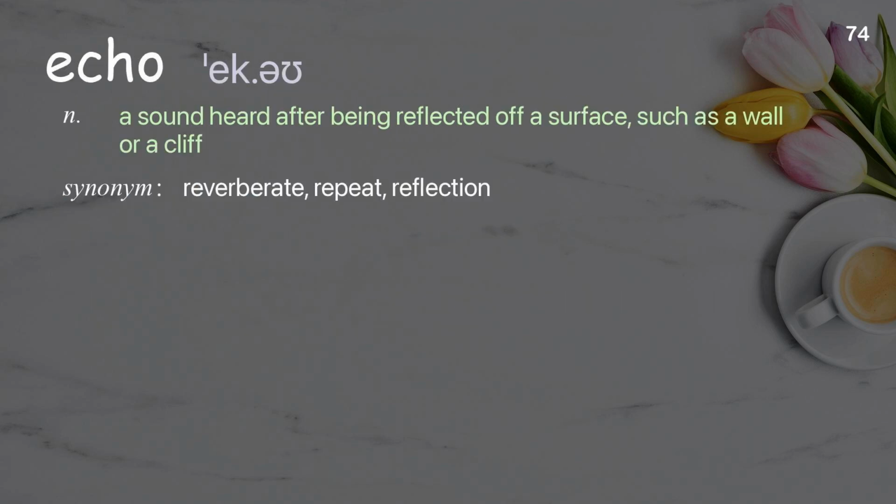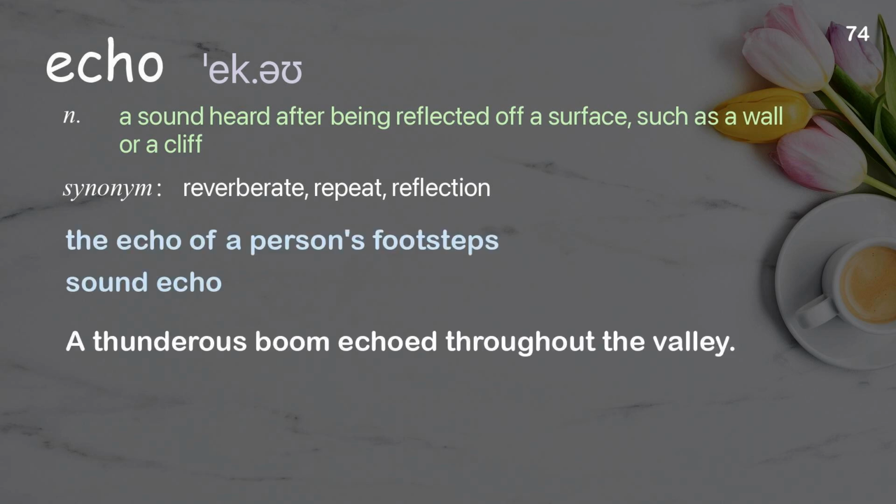Echo: a sound heard after being reflected off a surface, such as a wall or a cliff. Examples: the echo of a person's footsteps, sound echo. A thunderous boom echoed throughout the valley.